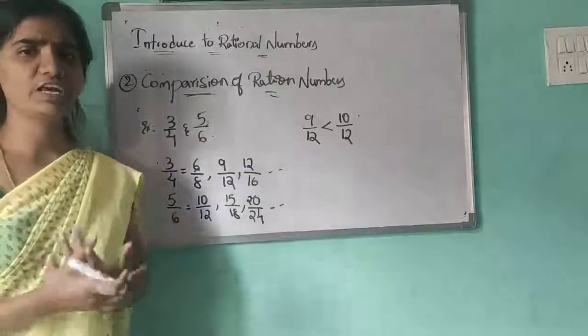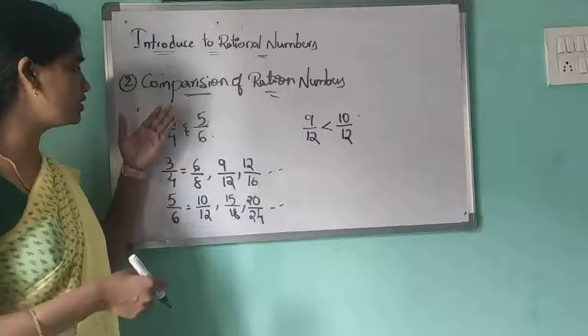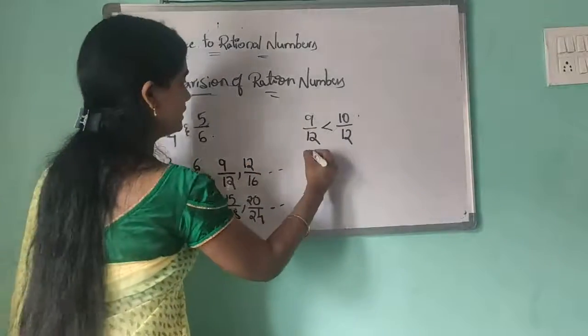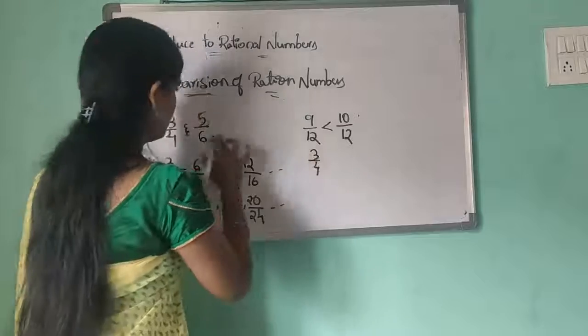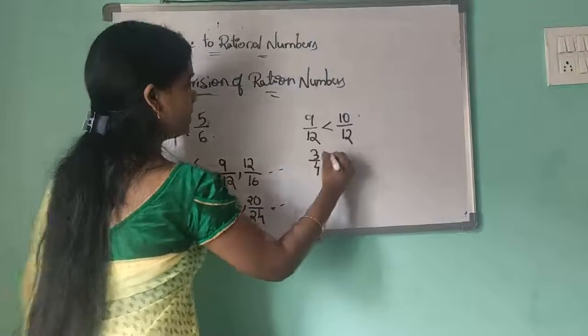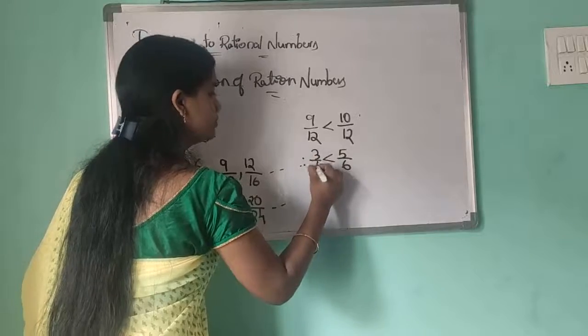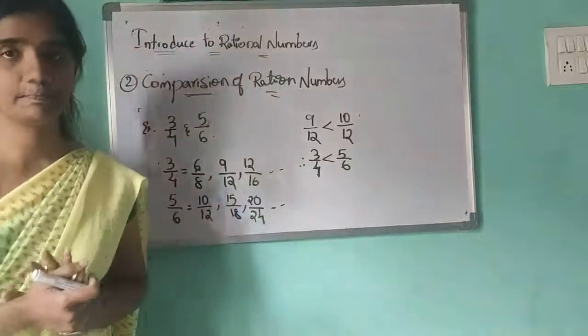When you compare any fractions, you can follow the same procedure. That means 9 by 12 is the value of 3 by 4, and 10 by 12 is the value of 5 by 6. So 3 by 4 is less than 5 by 6.